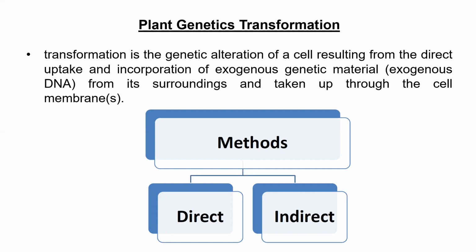It could be a direct method or an indirect method, which means we are actually introducing new genes into the plant genome. There are a number of genes already present in the plant, but we are introducing some new genes into the plant, and we call these methods plant genetic transformation, genetic engineering of plants, transgenic plants. Now there are two methods: number one is direct and number two is indirect. What is meant by direct and indirect methods of plant genetic transformation, we will discuss in the next few seconds.